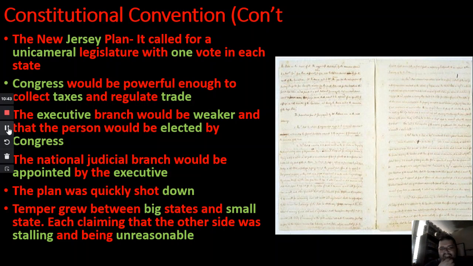And then each side was basically saying, oh man, you're just stalling. You're being unreasonable. You're not thinking about the people. You're just thinking about yourselves. You're just thinking about you guys, and then your people in your state would have more power because, you know, you're small, we're large. You have 1,000 people, we have 10,000 people, and you want the same type of power? How is that right? You know, so they were just clamoring back and forth at each other.